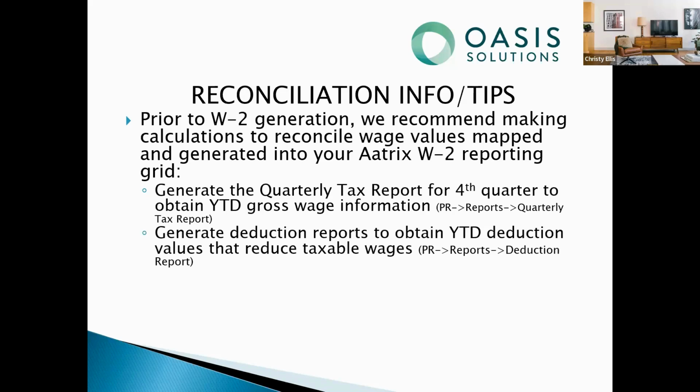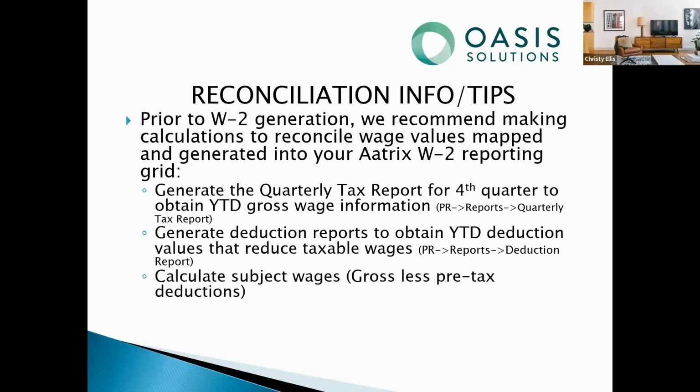Secondly, generate your deduction reports to get the values of your deductions that have reduced taxable wages. In most cases, that's going to be your cafeteria plan deductions and certain pension plan deductions. The deduction reports are found under the payroll module, under the report section, and then the deduction report, and you will have to put in the deduction codes so that you can run those reports and get those values. Once you have those two reports, you can calculate your subject wages. Gross wages less the pre-tax deductions is going to get your subject wages.